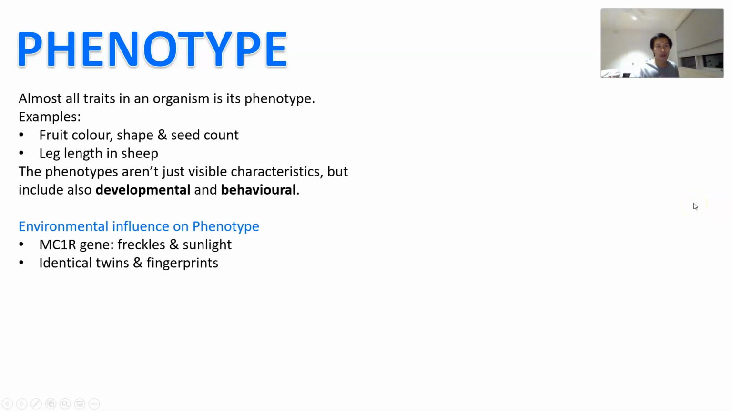Now, when we talk about phenotype, that is the trait that is being exhibited. Almost all traits in an organism are its phenotype, right? Whether it's the fruit color, the shape, the seed count, or the leg length in your sheep, for example, they are traits. And so traits are the phenotype. Phenotypes aren't just visible characteristics, but can also include developmental and behavioral ones as well.